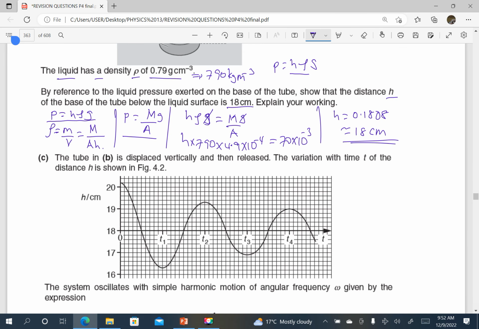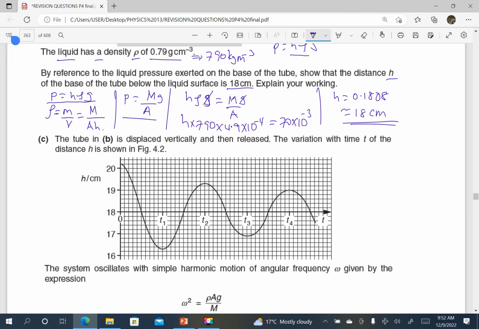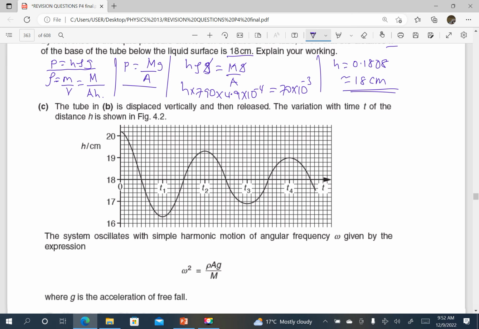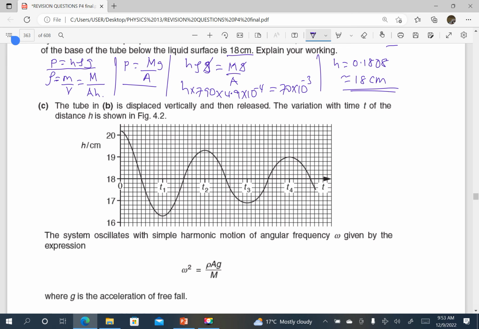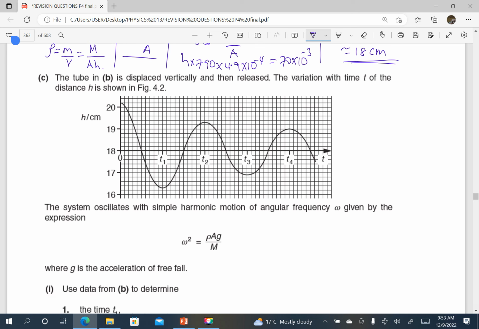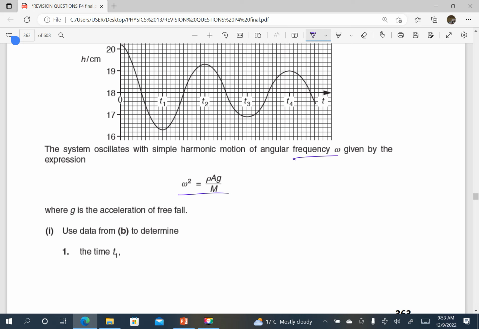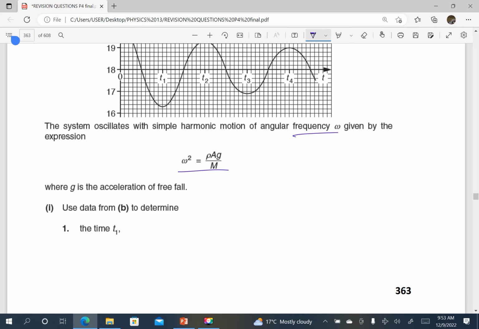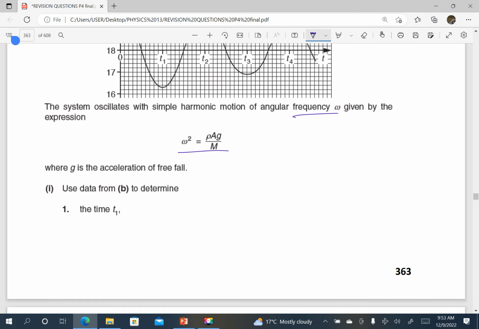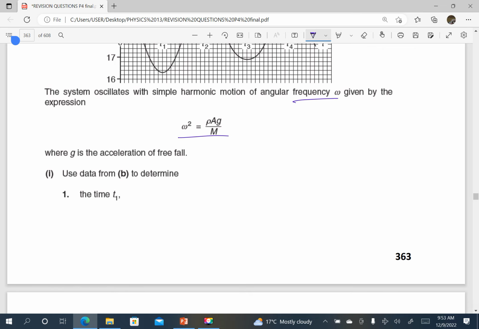The tube in B is displaced vertically and then released. The variation with the time t of the distance h is shown here. So you see it is decreasing. A system oscillates with simple harmonic motion of angular frequency omega, given by this expression, where g is the acceleration of free fall. Use data from B to determine the time t1.